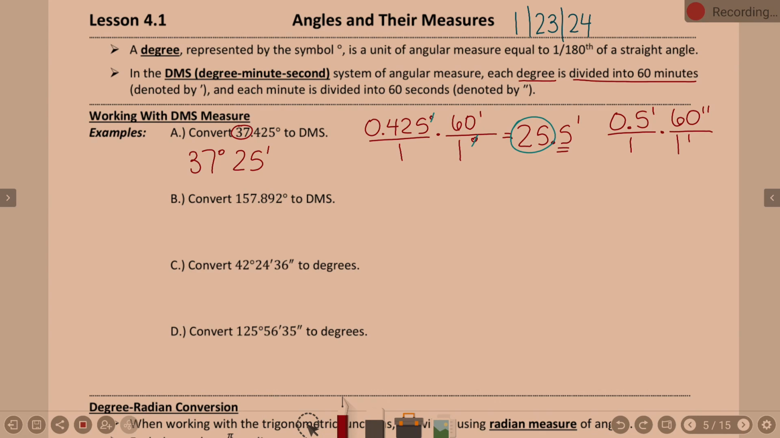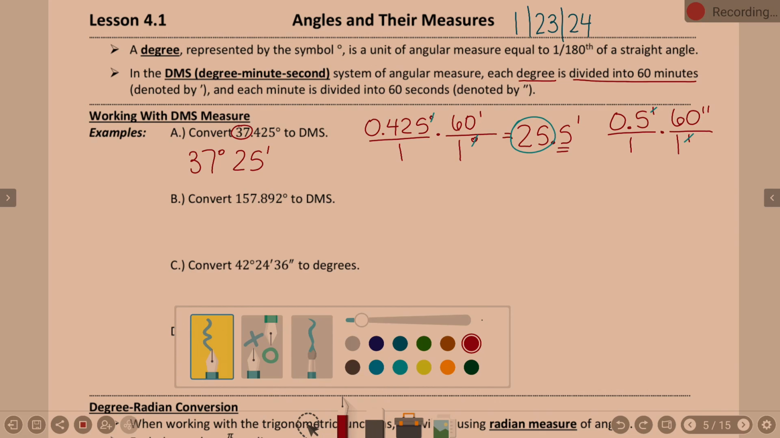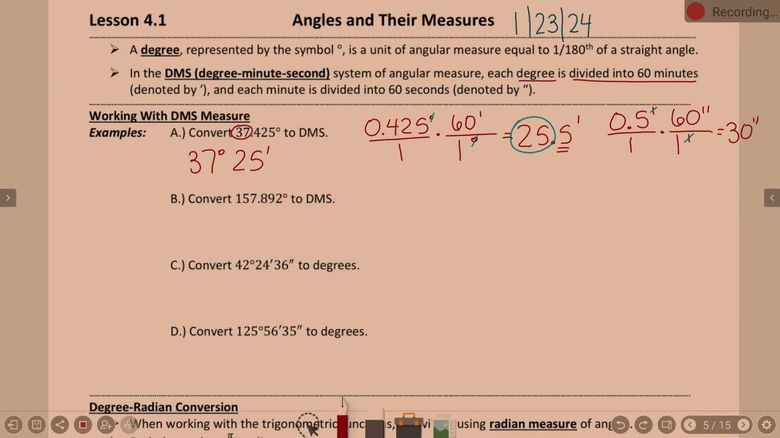And I'm going ahead and doing this because are they all going to be this nice, neat, oh, you have half a minute left over and you know half a minute is 30 seconds? No. But now the idea is the minutes can cancel. We already know 0.5 times 60 is 30. That's going to be 30 seconds. And that's the final piece of your answer. So 37 degrees, 25 minutes, and 30 seconds.